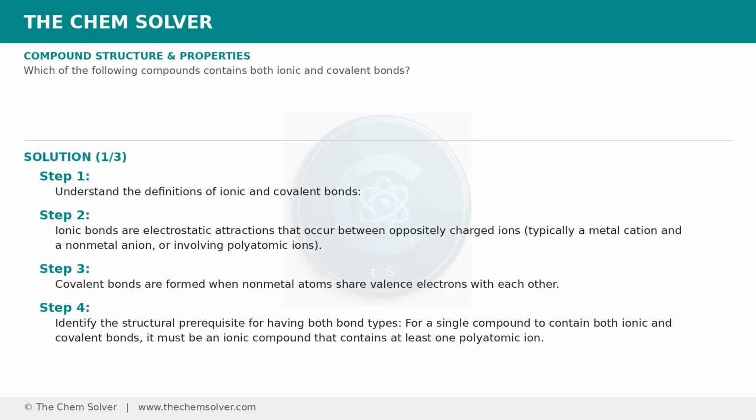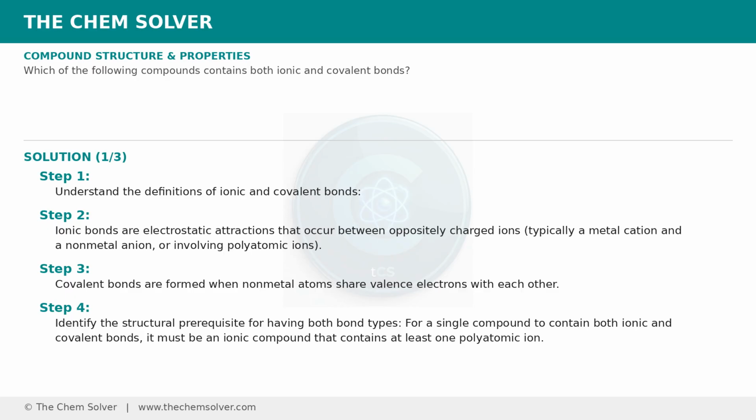Understand the definitions of ionic and covalent bonds. Ionic bonds are electrostatic attractions that occur between oppositely charged ions, typically a metal cation and a nonmetal anion, or involving polyatomic ions. Covalent bonds are formed when nonmetal atoms share valence electrons with each other.